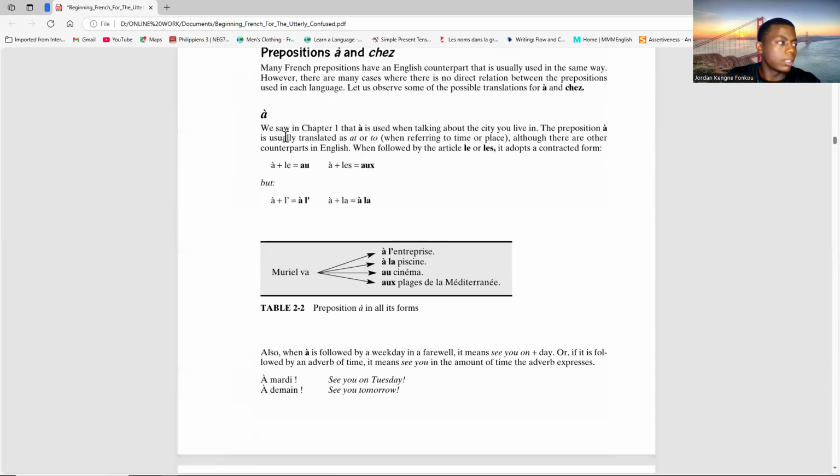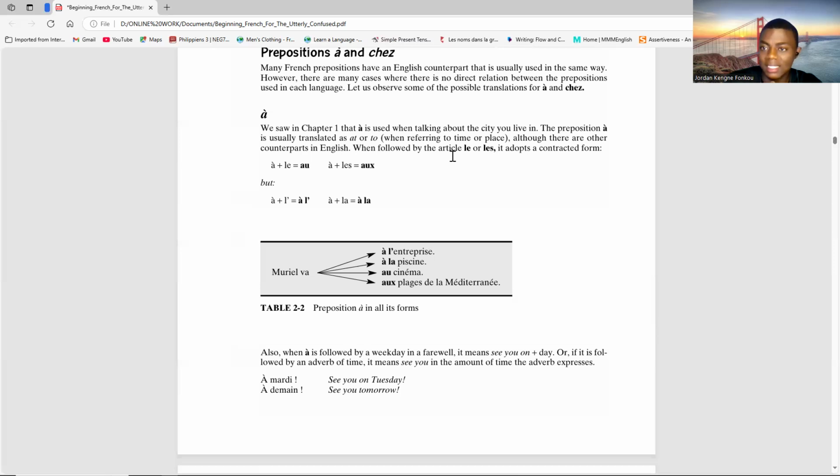We have à. We said in chapter 1 that à is used to talk about the city you live in. Like, j'habite à Paris, j'habite à Montréal, j'habite à Vancouver. The preposition à is usually translated as at or to when you're referring to time or place. Now it has a different meaning. The referring meaning is used here as at or to. Although there are other counterparts in English.